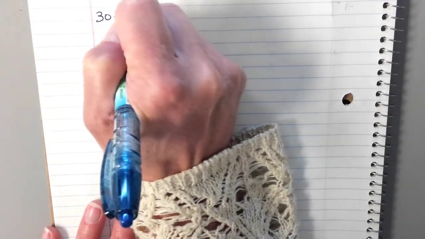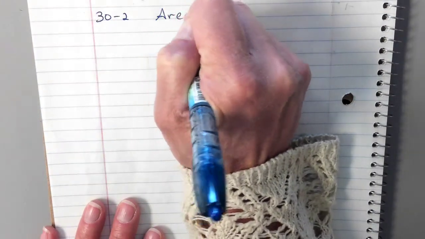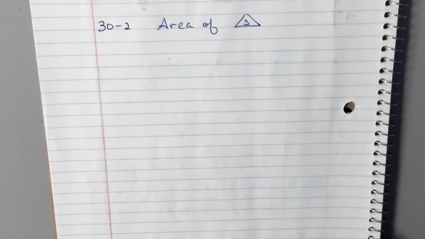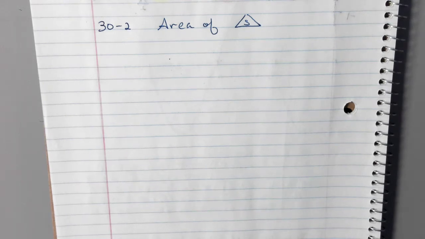So we are going to move forward into section 30-2, and we're going to title this Area of Triangles. Remember, I'm too lazy to write the word, so I draw myself a little triangle and put an S in there, implying more than one. So we're going to work our way through the concept of a few different area formulas. And in doing so, we need to remind ourselves of how to identify a couple of different types of triangles.